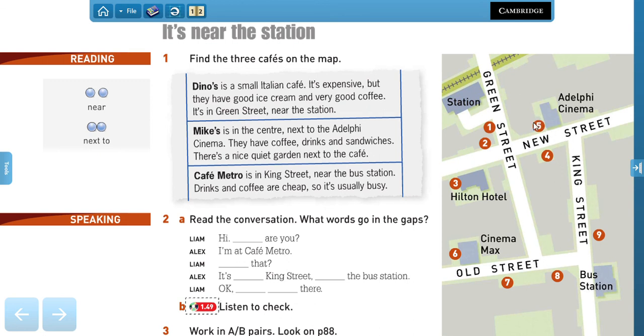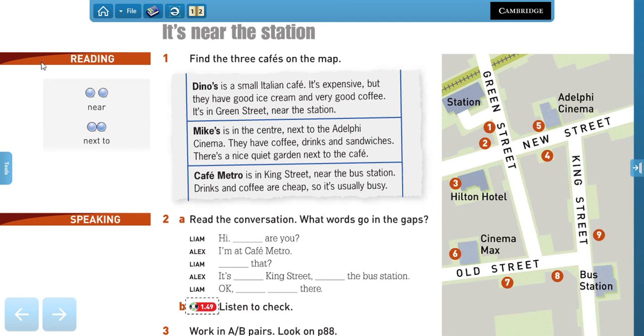This is Mike's. The last one says, Cafe Metro is in King Street. Near the bus station, drinks and coffee are cheap, so it's usually busy. There's a lot of people there, right? It's busy. So Cafe Metro is in King Street, over here, and it's near the bus station. So it would be number 9. Dino's 1, Mike's 5, and Cafe Metro is 9.